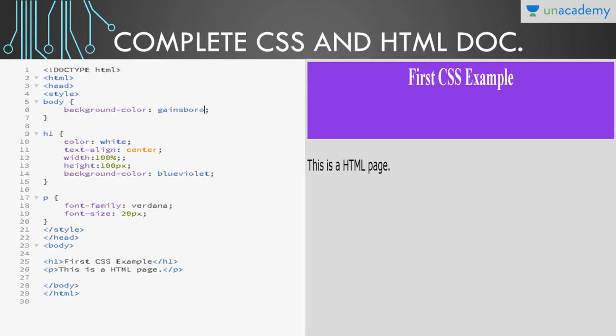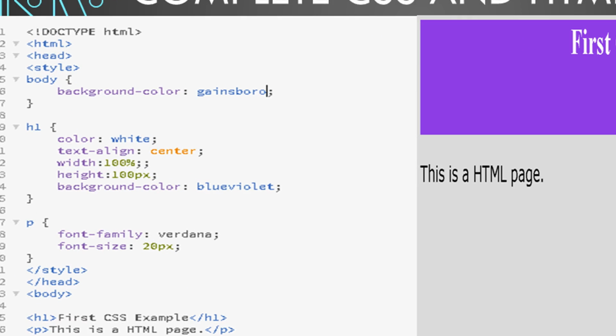So here is a complete CSS and HTML document that you can see here. Here's the code that I have written for you. Here you can see that after applying CSS, the HTML page looks like this. First of all, I have used the doctype HTML, which is the declaration. After this, these are the HTML opening tags.